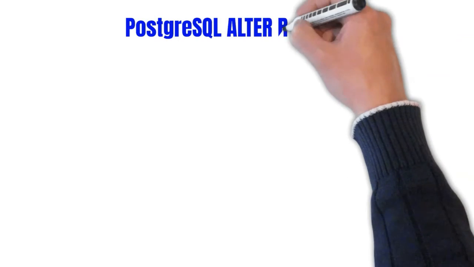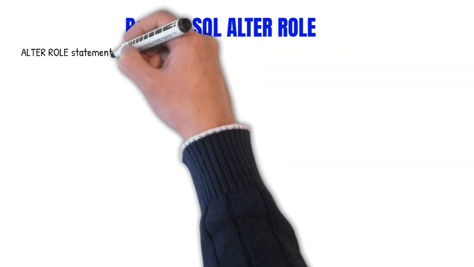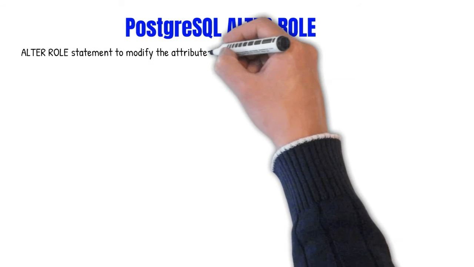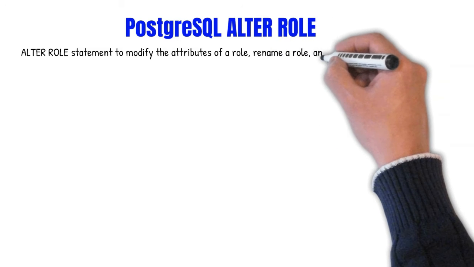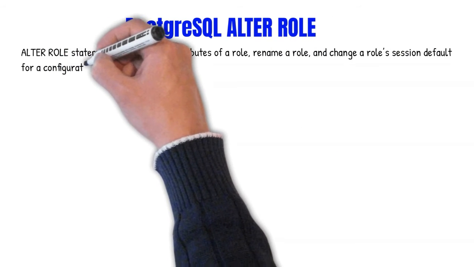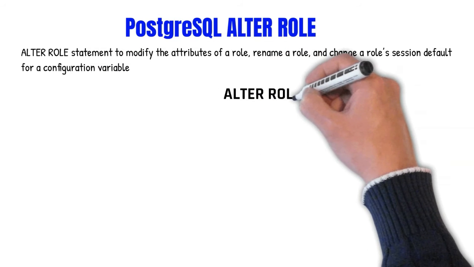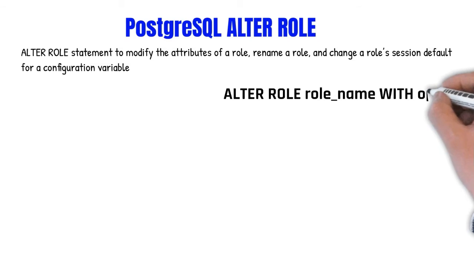In PostgreSQL, the ALTER ROLE statement is used to manage and modify roles. It can be used to modify the name of a role, the attributes of a role, and alter a role's session default for a configuration variable. It follows the syntax ALTER ROLE, the role name, and then the WITH option.